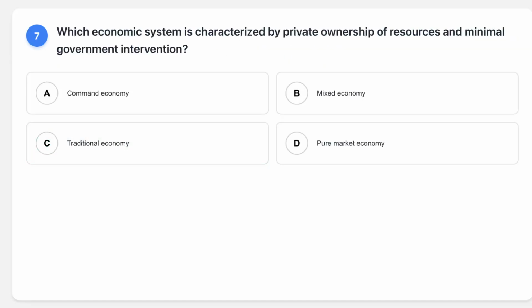Question. Which economic system is characterized by private ownership of resources and minimal government intervention? Option A. Command economy. Option B. Mixed economy. Option C. Traditional economy. Option D. Pure market economy.